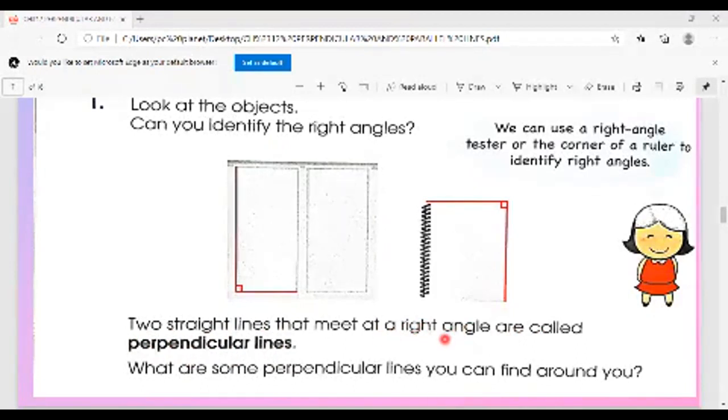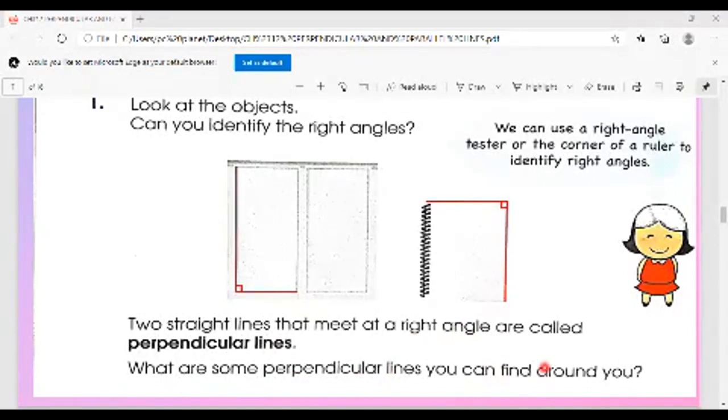Only this name is changed. When you learn the right angle definition, you say when two straight lines make an angle of 90, they are called a right angle. So only this name is changed. Whenever you find a right angle in any image, they are called perpendicular lines. And now after marking it, the question is, what are some perpendicular lines that you can find around? I'm sure in your home, in your classroom, even when you're looking at the screen, there are a lot of perpendicular lines that you can identify, because perpendicular lines and right angles are the same. They are absolutely the same thing.